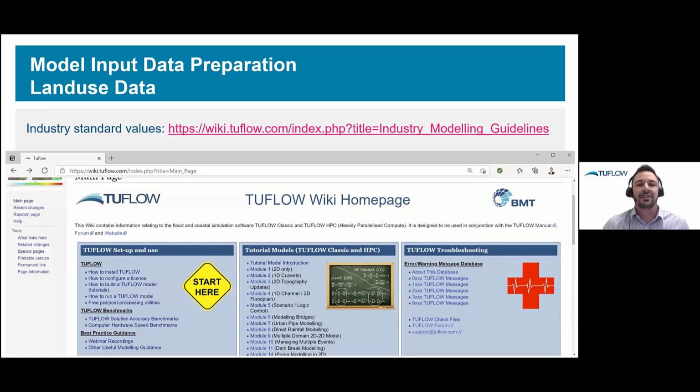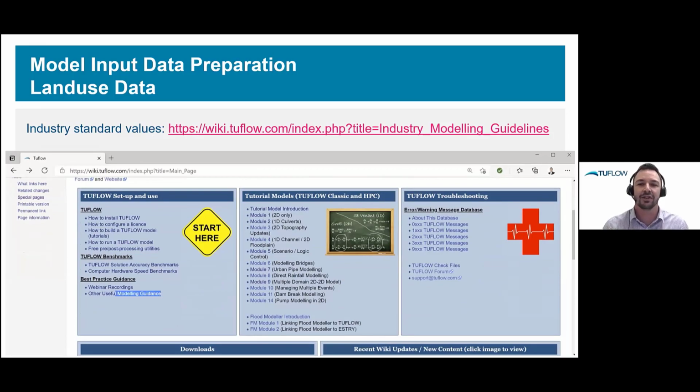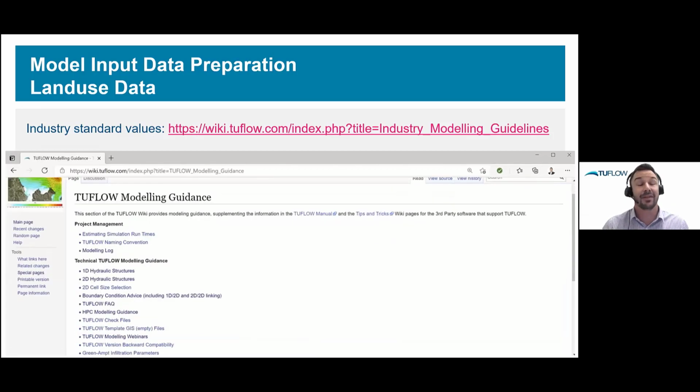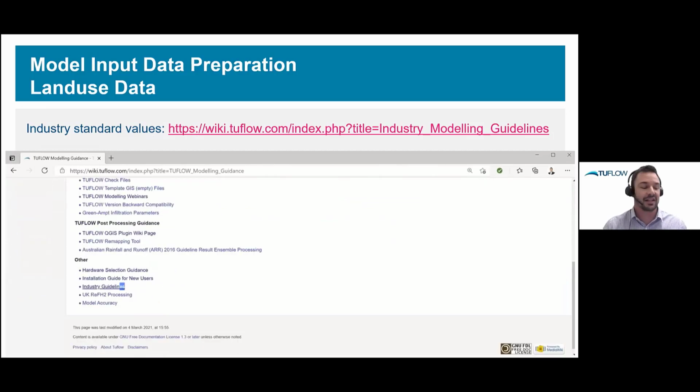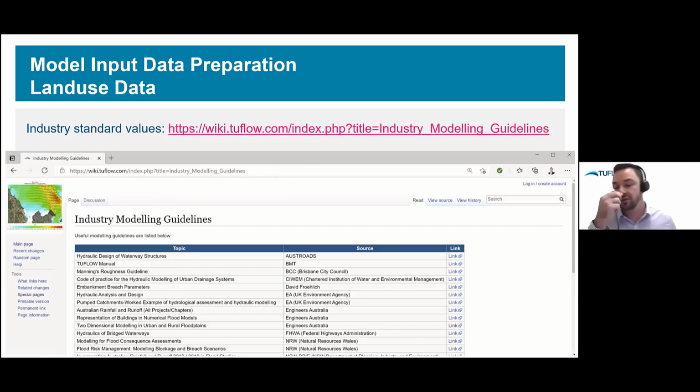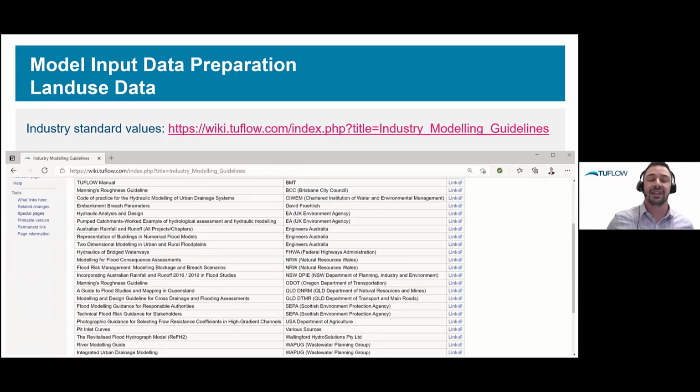Once you've mapped the land use, it's very important that you use industry standard values. There's a link here that you should follow to a couple of different guideline documents. I think there's 3 in total. Probably the number one error I see people making is using non-industry standard values to tune a model, when really they should be looking at other modeling aspects and correcting those. Yeah, so there's 3 different data sets in that guideline link.